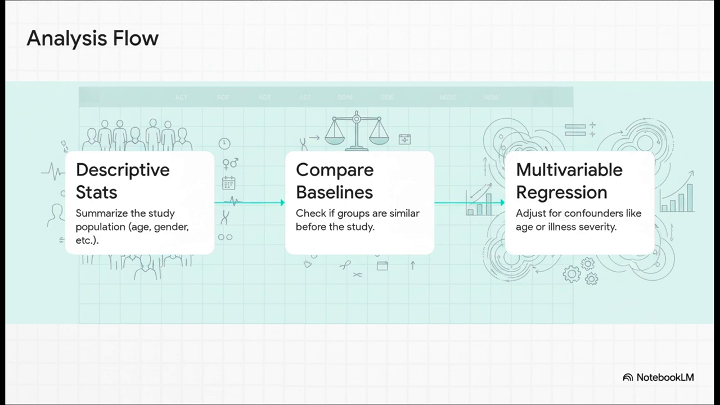First, you start simple. Describe your patients. Who are they? Then you check to see if your comparison groups started out on a level playing field. Were they the same age? Did they have similar health problems? Finally, once you know what the differences are, you can use powerful tools like multivariable regression to statistically account for them.